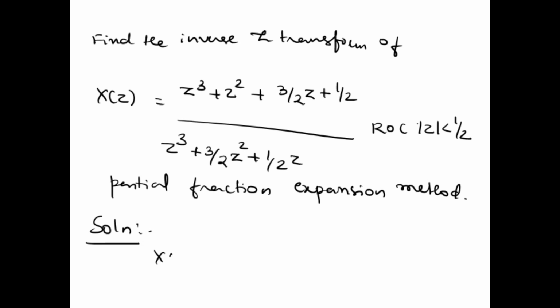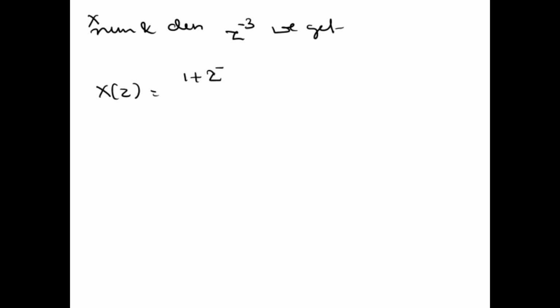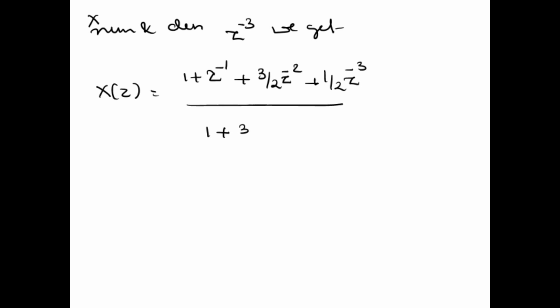It is given X(z) = (z^3 + 3z^2 + (3/2)z + 1/2) / (z^3 + (3/2)z^2 + (1/2)z). Multiplying both numerator and denominator by z^-3, we get X(z) = (1 + z^-1 + (3/2)z^-2 + (1/2)z^-3) / (1 + (3/2)z^-1 + (1/2)z^-2).